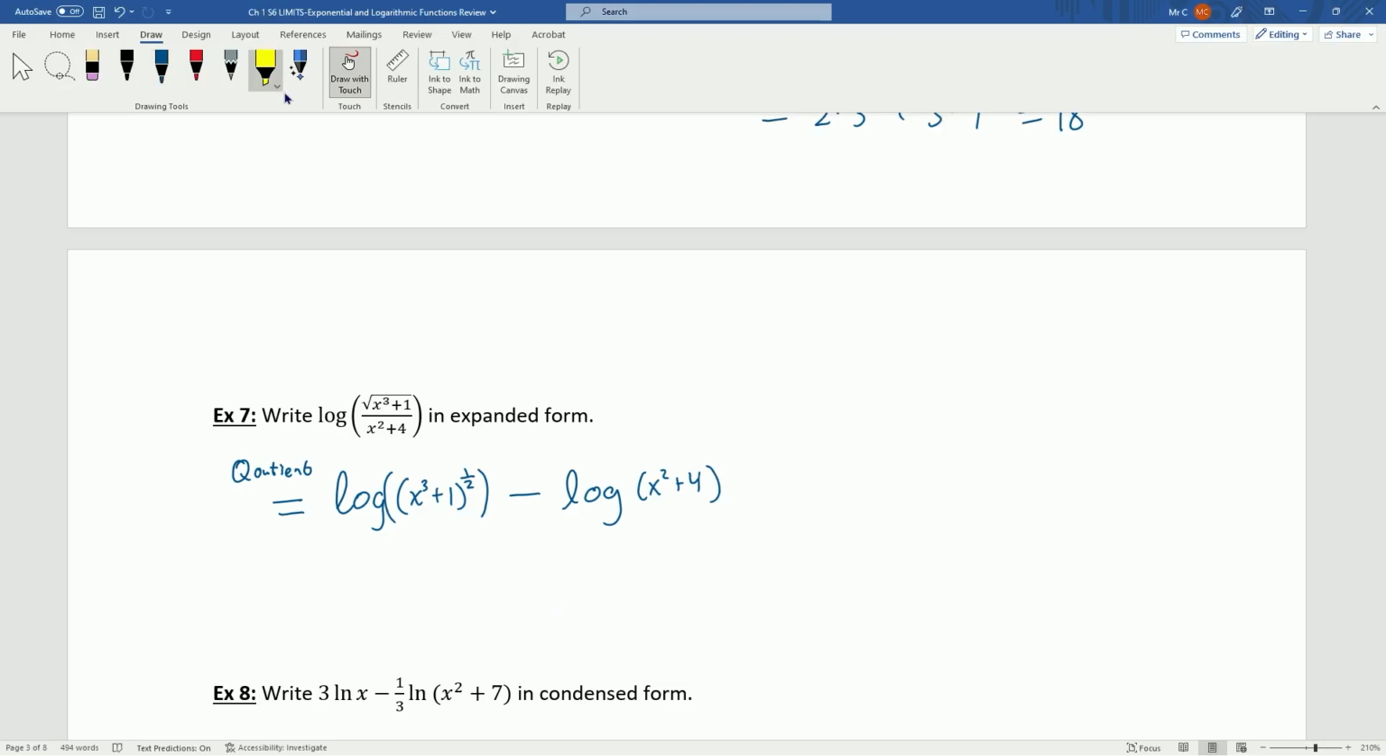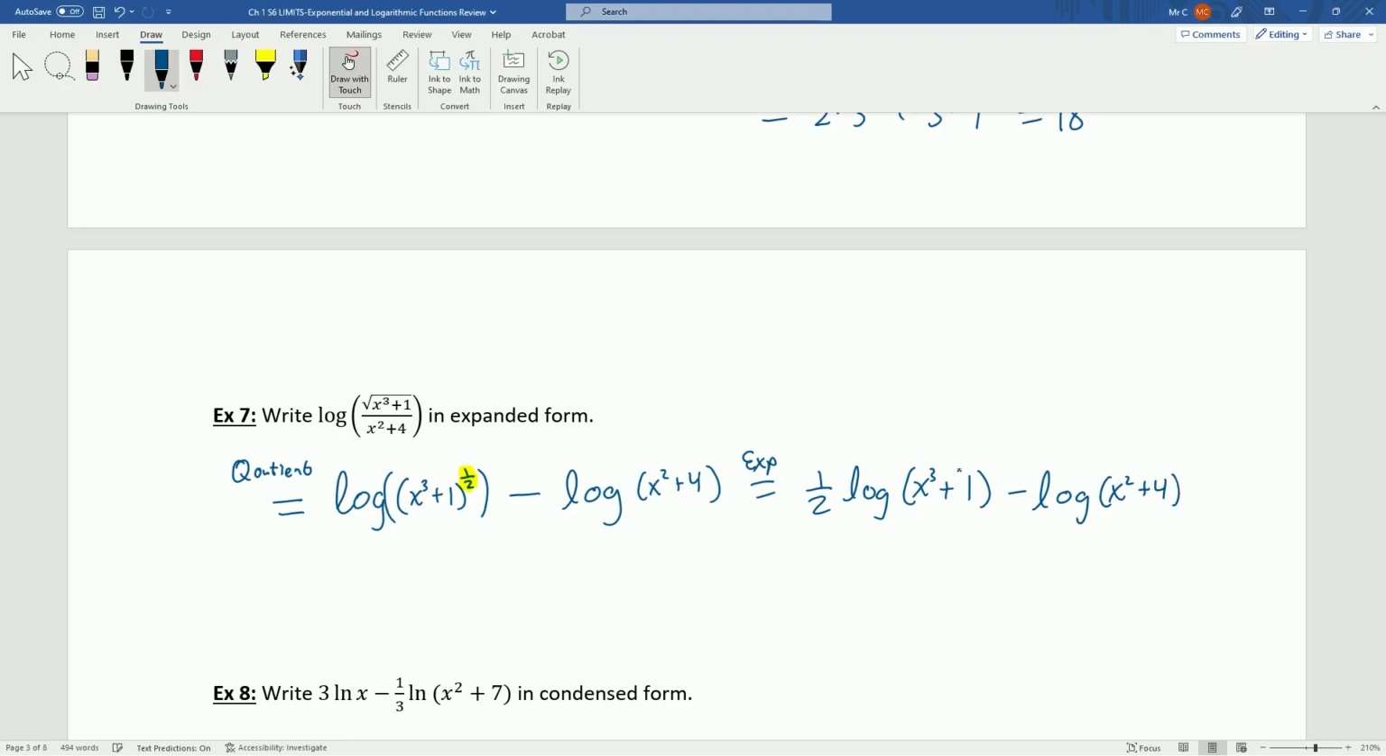And now I see I have an exponent inside this logarithm. So now I'm going to use my exponent rule. And I get 1/2 log of x cubed plus 1 minus log of x squared plus 4.